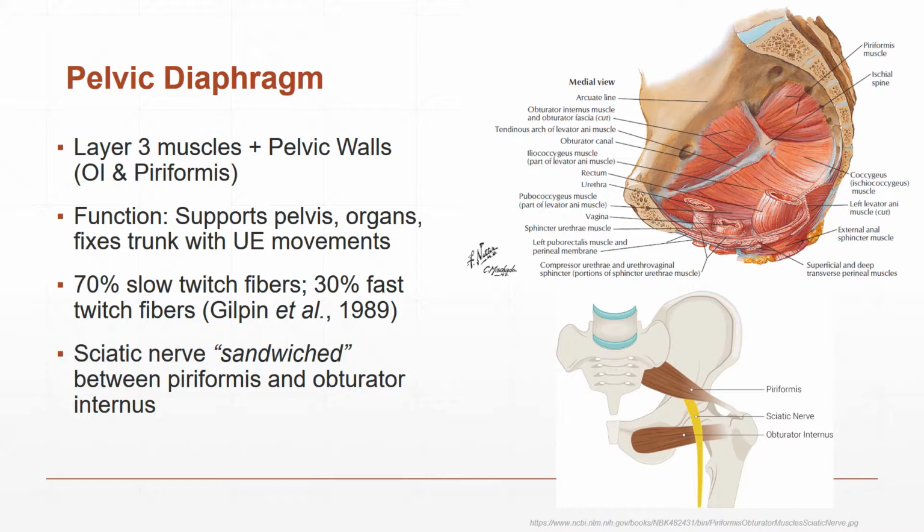The obturator internus and piriformis are also part of the pelvic diaphragm. In the picture below on the right, you can see how the sciatic nerve is sandwiched between the posterior part of the piriformis and anterior part of the obturator internus, and this can actually create sciatica-like symptoms for patients. So if a patient comes in and says they have recurring sciatica that they've had for years, and they've been treated for different things, for their back, for piriformis syndrome, but they still have sciatica and it's never gone away, this could be one of the things you might want to look at in these cases.